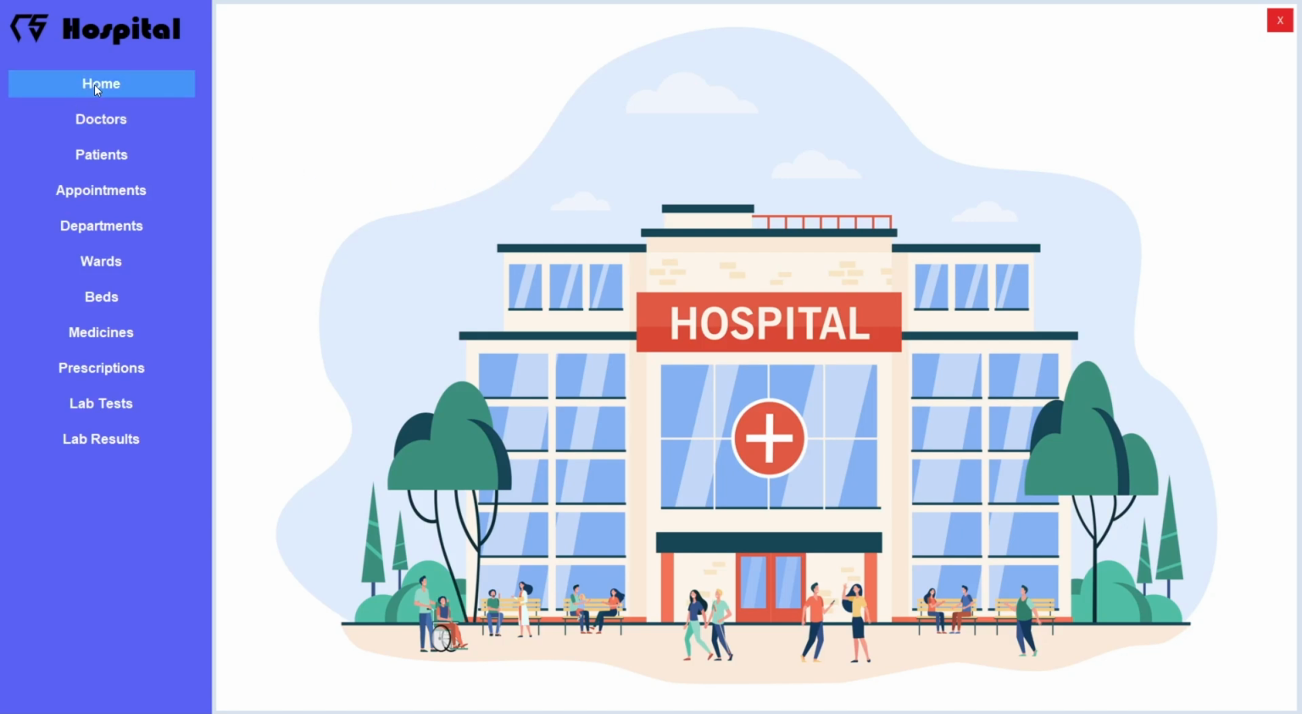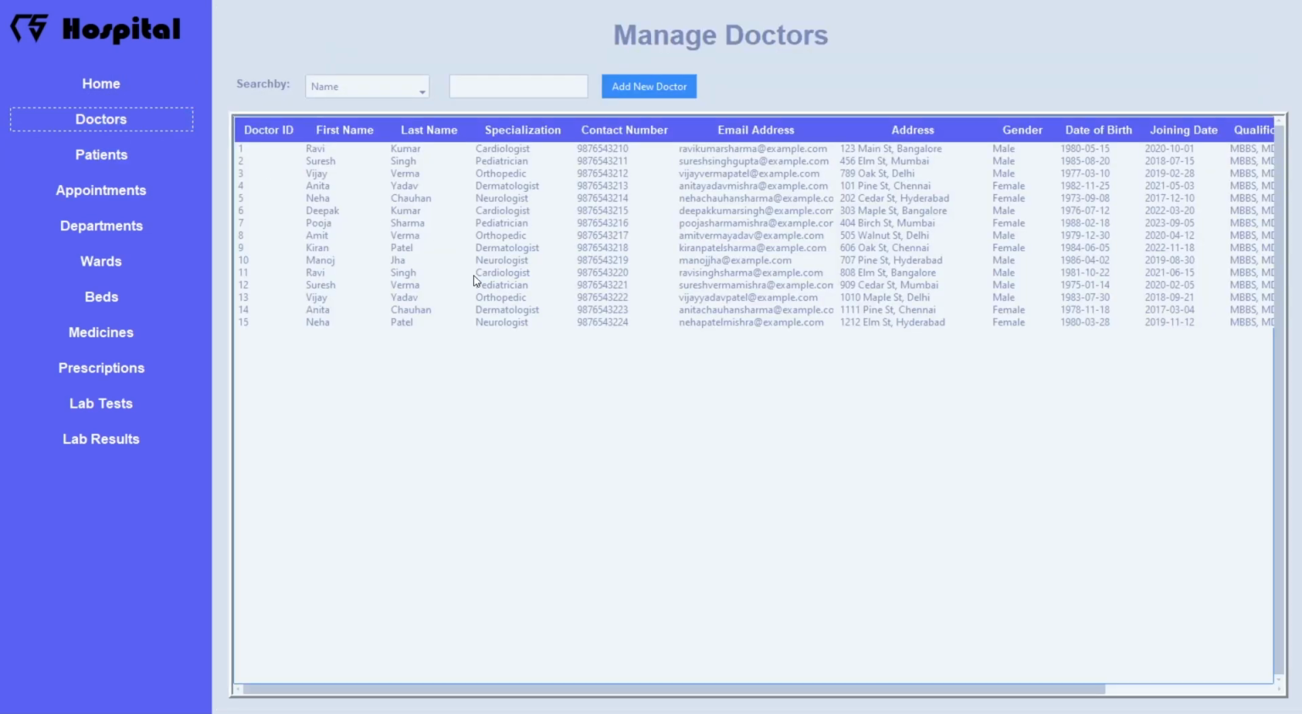As you can see, we have a clean and user-friendly interface with tabs for different functionalities. Let's go through each of these tabs one by one. Starting with the Doctors tab. First of all, you can see a table displaying all the existing doctors in our database. This table provides a quick overview of each doctor's information, including their ID, name, and specialization, etc.